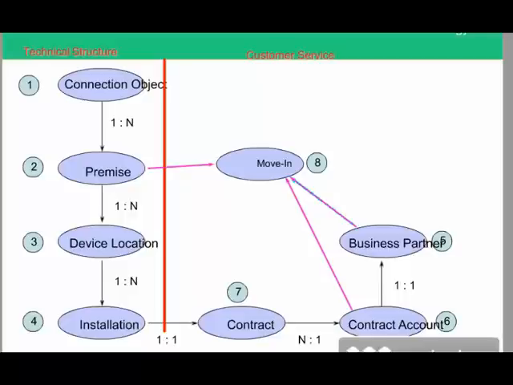This is one business scenario. It doesn't mean that your case should be exactly the same way. In your business process also, one connection object may have multiple premises. This is one of the business scenarios, and it depends on the business where you are going to implement SAP.